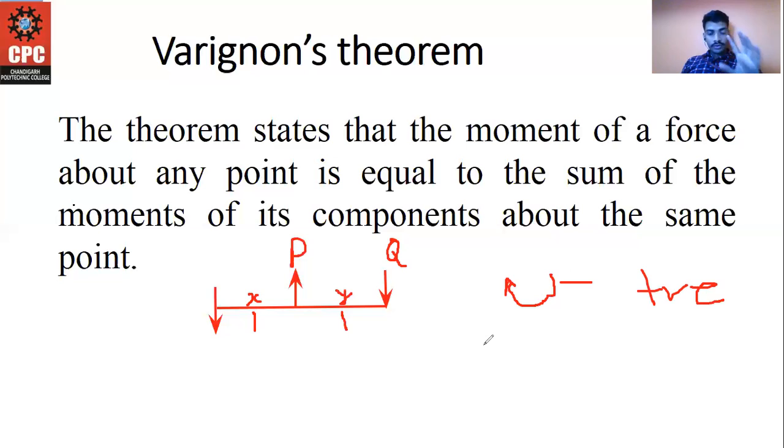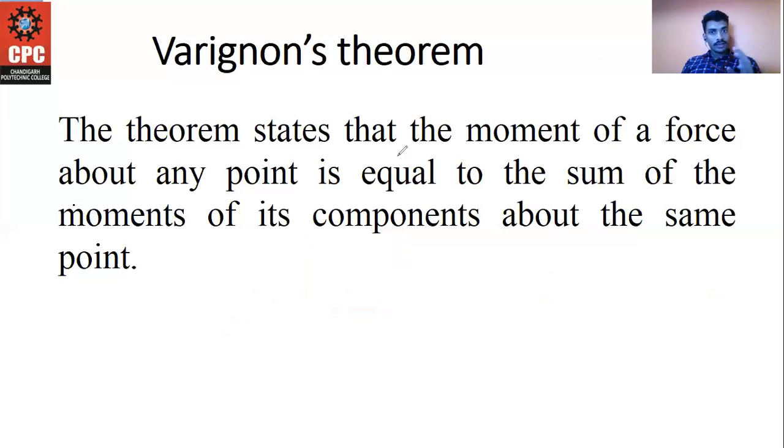So you need to be very careful while taking the sign convention, because if we make any mistake in the sign convention, then definitely there is going to be a problem while solving the numerical problems. So Varignon's theorem is all clear: the moment of a force about any point is equal to the sum of the moments of its component forces about that same point. Okay, clear. Now let's move on to the next slide.